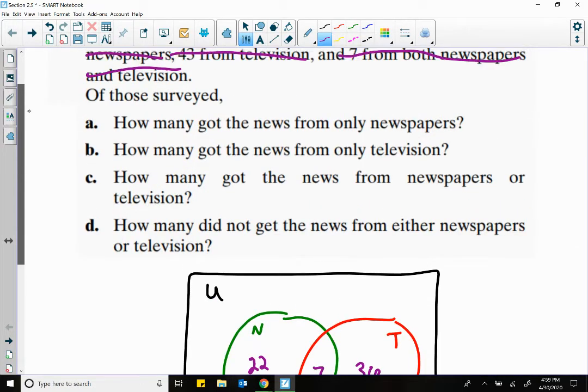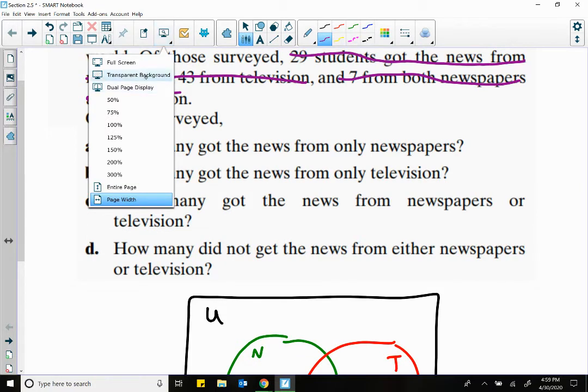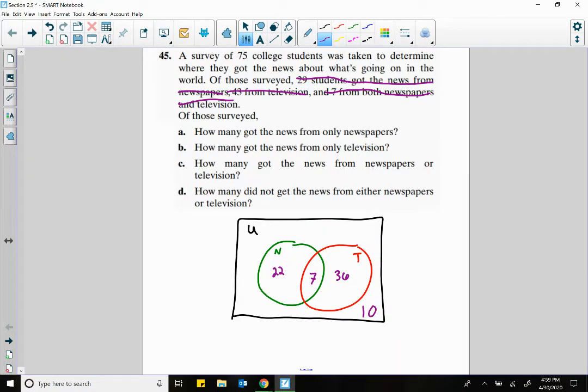All right. So let's start answering our question. So how many got the news only from newspapers? Well, only from newspapers was right there, 22. How many got the news from only television? And only television is right here.